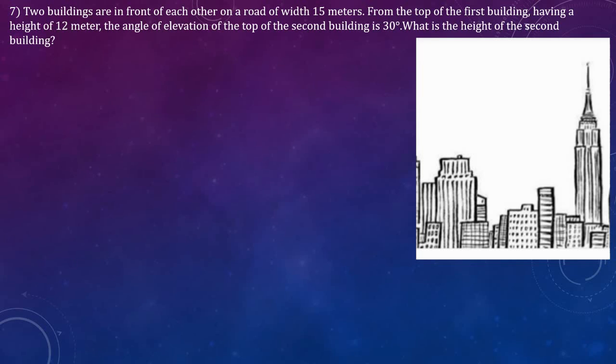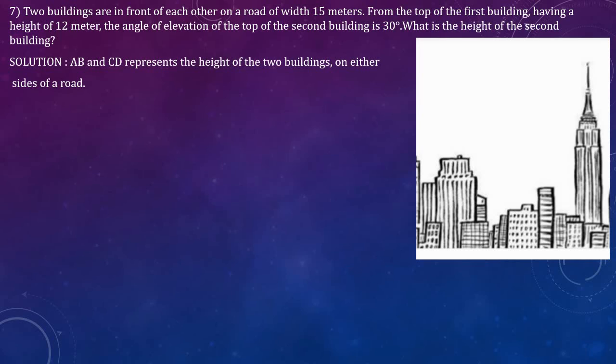Now let us see the seventh question. Two buildings are in front of each other on a road of width 15 meters. From the top of the first building, having a height of 12 meters, the angle of elevation of the top of the second building is 30 degrees. What is the height of the second building? Again, this is a similar type of question which we have seen previously.